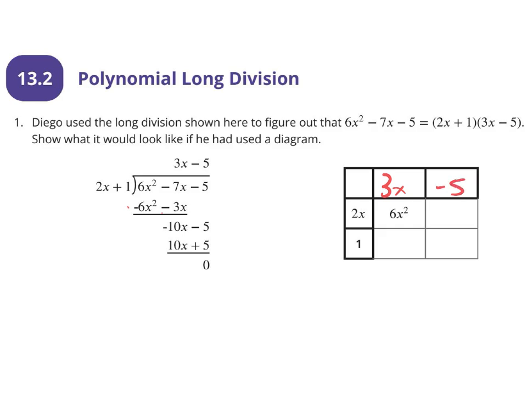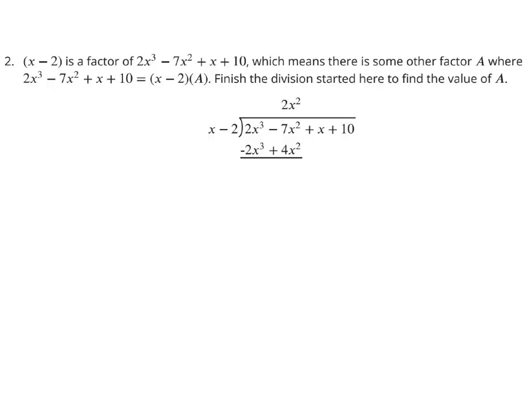So if we do the multiplication, we get 3x, negative 10x, and negative 5. When you add on the diagonal, you get 6x squared minus 7x minus 5. And that should be our original polynomial. So both methods work. Okay, x minus 2 is a factor. That means the answer will be 0. That's what that means. x minus 2 is a factor. The answer will be 0.